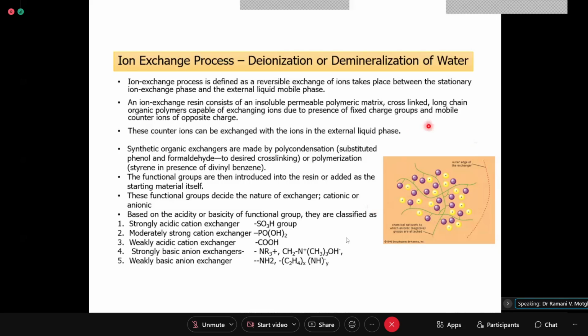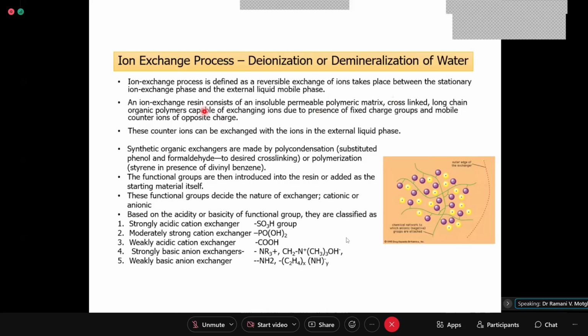So if water contains calcium chloride, first the calcium is removed on the cation exchanger, and then the water is passed through the anion exchanger where chloride is retained and OH minus is released. So the H plus released from here and OH minus from there together form H2O.